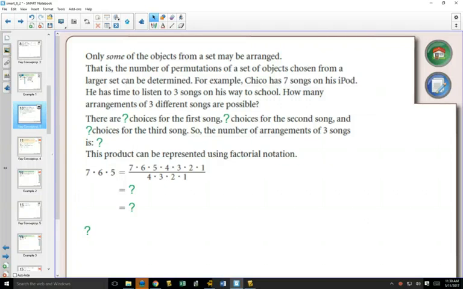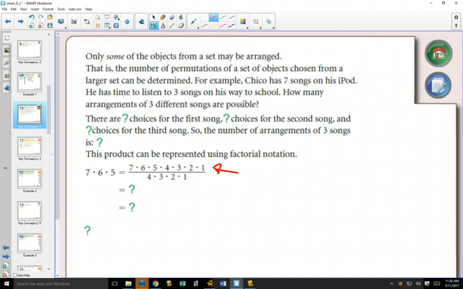At the beginning of our lesson, we did some mental math where you canceled out a bunch of things. Now, the reason for that is that it leads into something with permutations when you're not arranging all of the objects, when you're only arranging some of them.